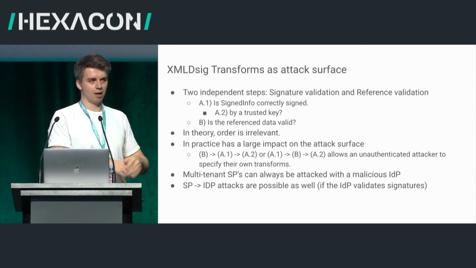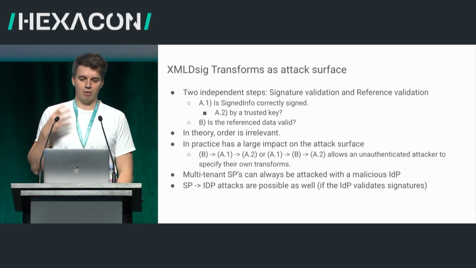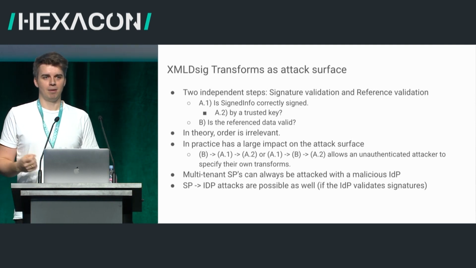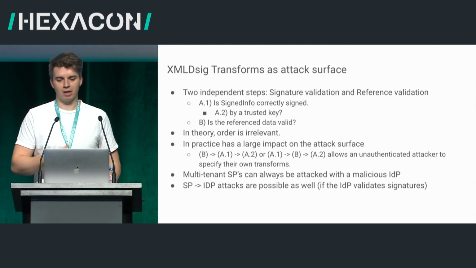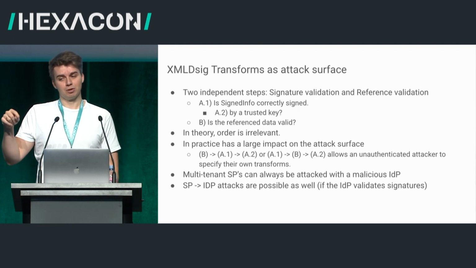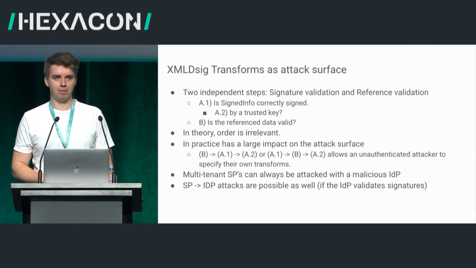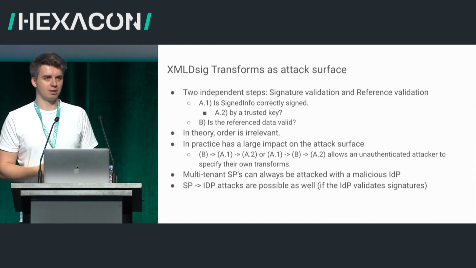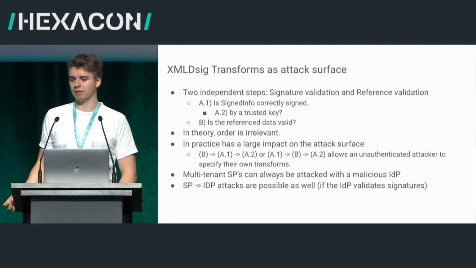But from an attack surface standpoint, it's very important, because if you do a reference validation first, which interestingly is the recommendation in the RFC, then the whole transform chain can be written by anyone, right? It can be completely malicious and it's part of your attack surface. The other step is you can do a check that signed info is correctly signed, but the A.2 step, if this is signed by a trusted key, if you do that after reference validation, which is surprisingly something a lot of applications do, you're still part of the unauthenticated attack surface.